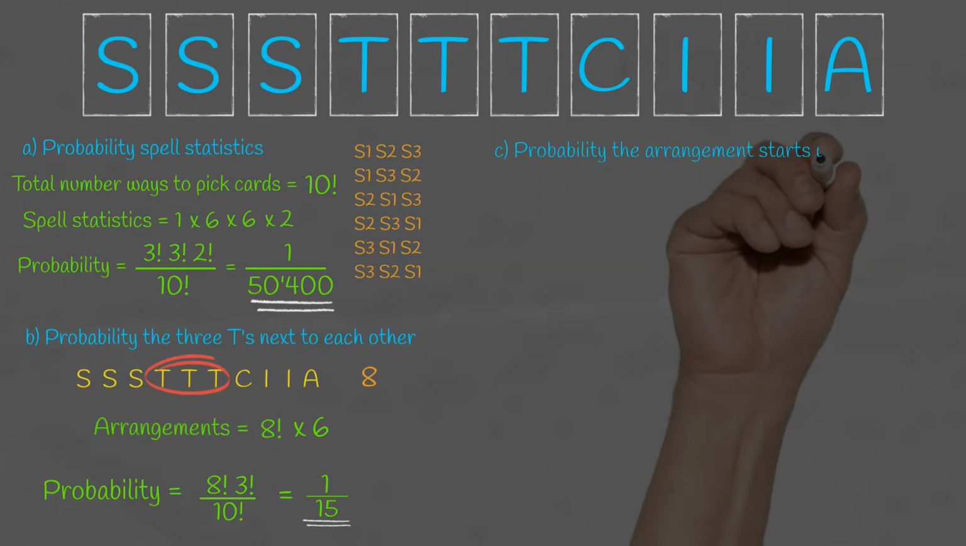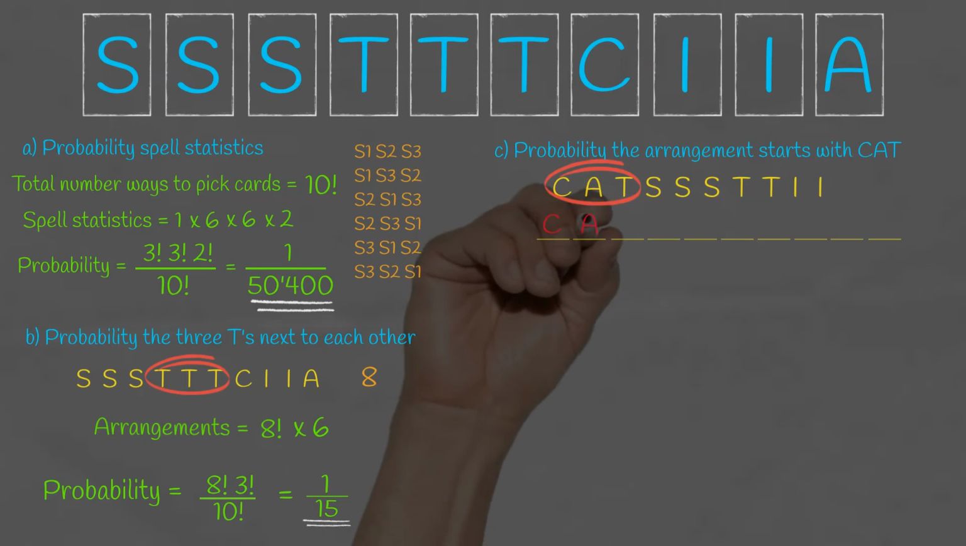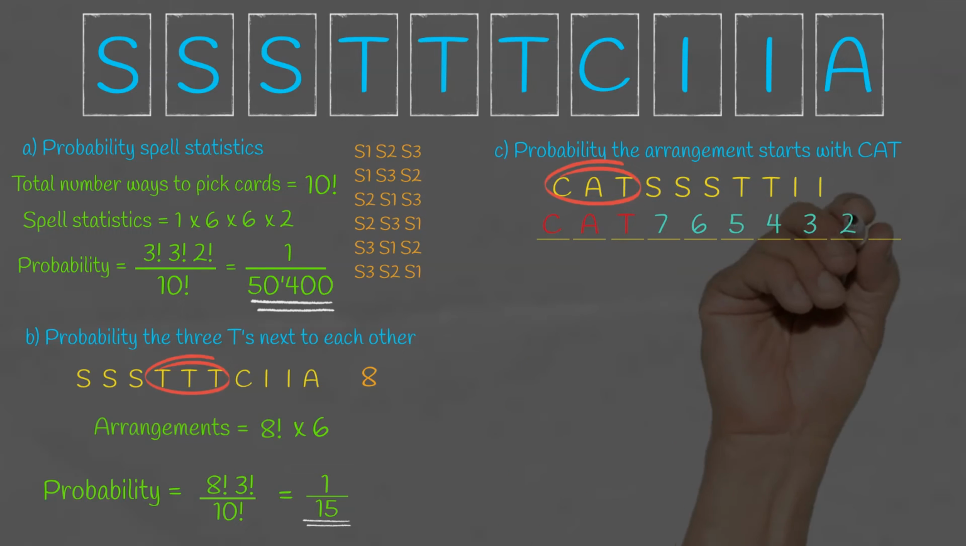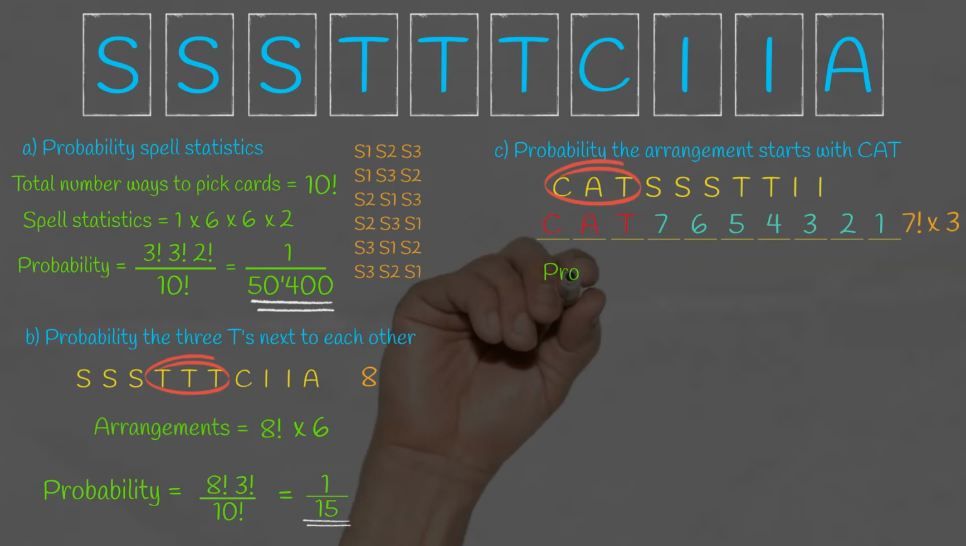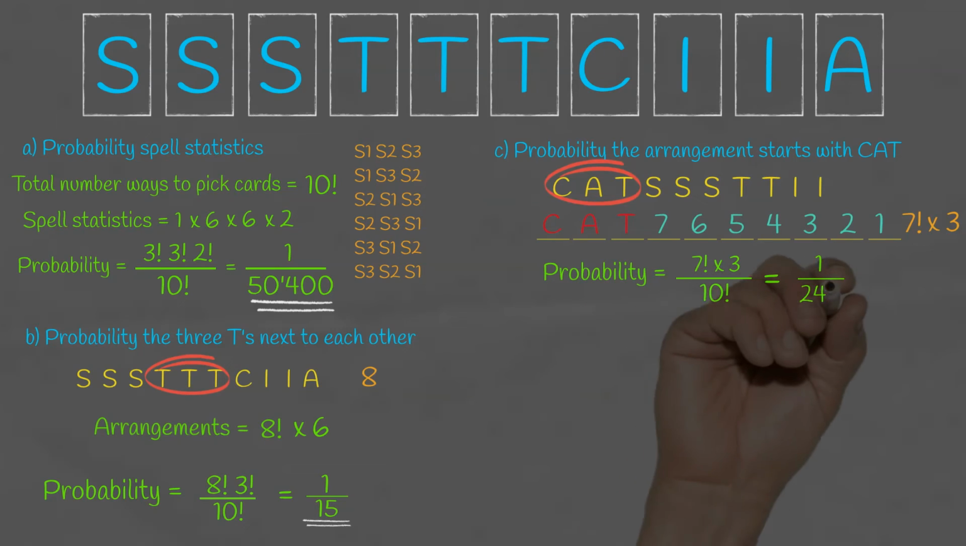Next, we want to find the probability that the arrangement starts with cat. So if we put CAT at the beginning of the arrangement, we've got 7 spaces to fill. So we'll have 7 ways to choose the next letter, 6 for the next, 5 for the next, etc., which is the same as saying 7 factorial. However, we can change the T in 3 different ways for the CAT. We have to times that by 3. Therefore, the probability is 7 factorial times 3 divided by 10 factorial, which is equal to 1 over 240.